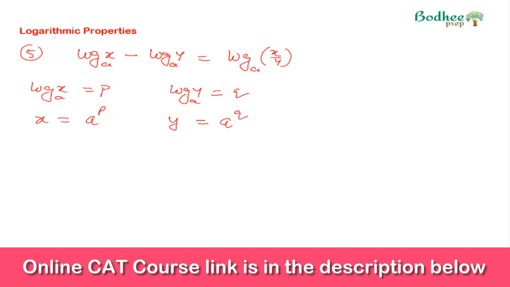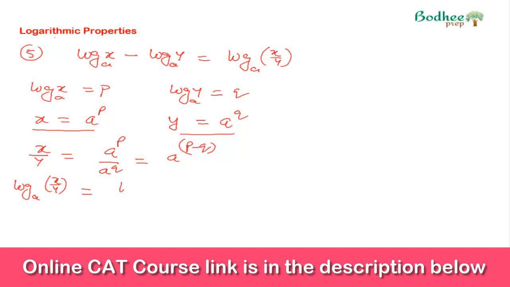Now I'll divide this expression with this. So we'll be getting x over y is equal to a to the power p divided by a to the power q, which can be written as a to the power p minus q. Right? Again, taking the logarithm both the sides with the same base, we'll be getting log of x over y with base a is equal to log of a to the power p minus q with base a.